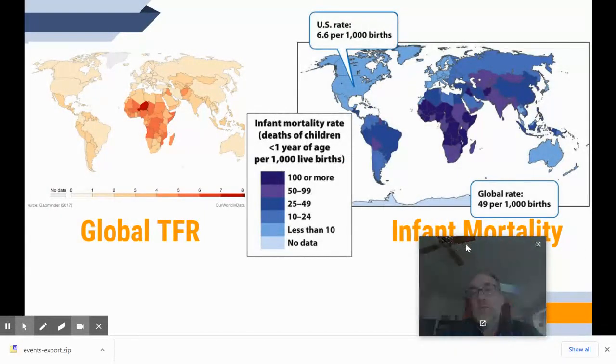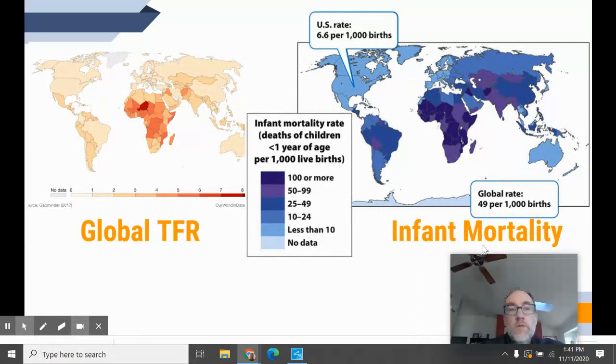And for agriculture, we're going to be talking about that as a major reason women or families will have more children. So here are two maps, and you should see some correlation between global total fertility rates and those countries that have high infant mortality, especially sub-Saharan Africa. You can see a darker color in both cases.